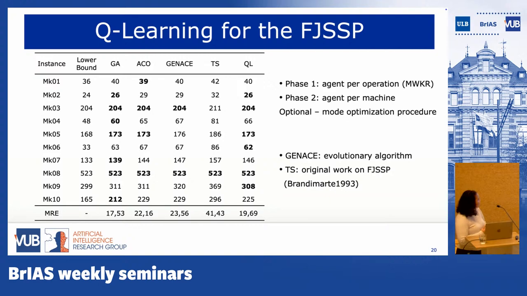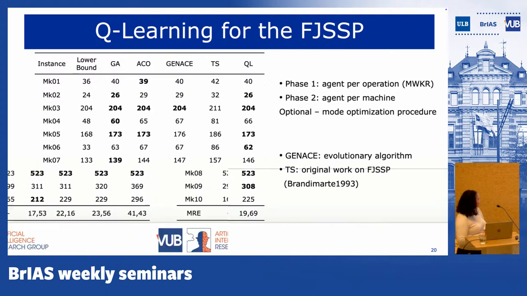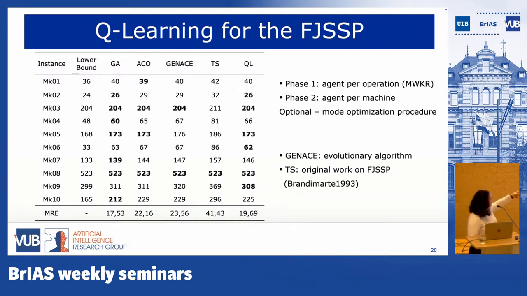Then we ran some experiments. The original work on the flexible job shop scheduling problem dates back to 1993, and these are the instances that were proposed. Some of the other algorithms were more recent, of course, and here we can see that except for the genetic algorithm, our algorithm was able to obtain better results compared to the tabu search, the ant colony optimization, and the evolutionary algorithm from the original proposal. So we were able to check that, for the flexible job shop scenario, the algorithm was able to obtain comparable or good results.